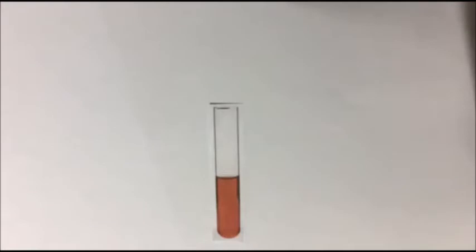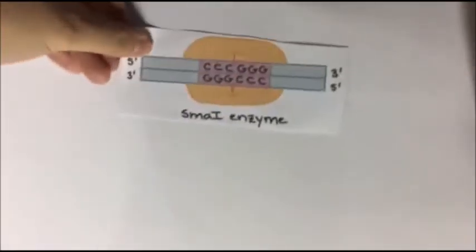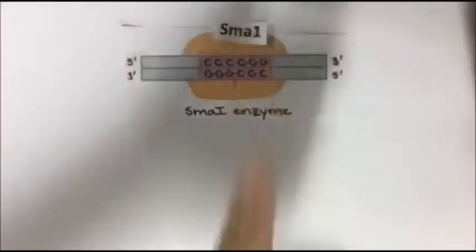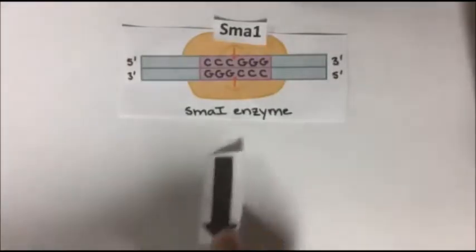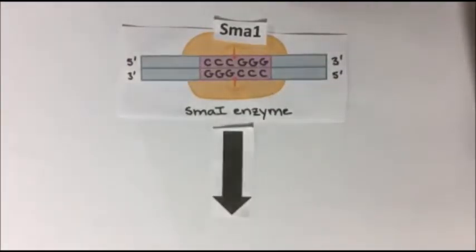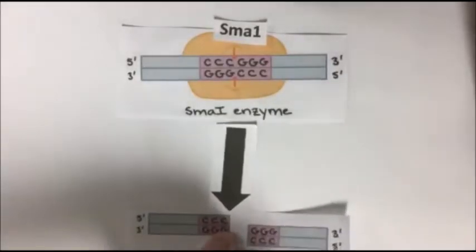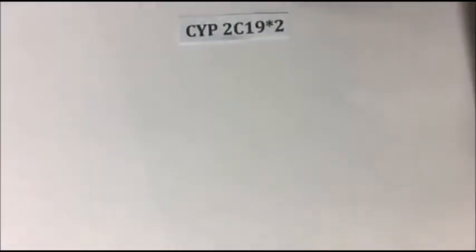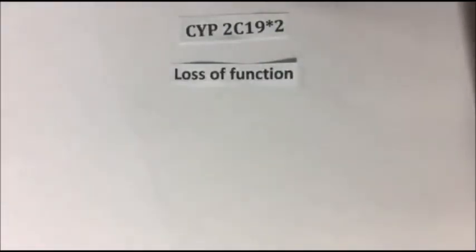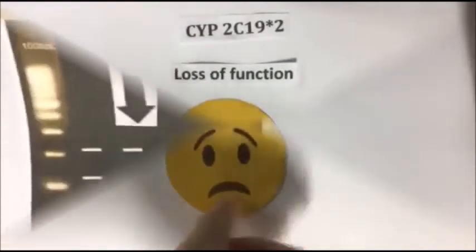After PCR, add the restriction endonuclease SMA1 into the sample solution to cut the DNA into fragments. SMA1 recognizes the sequence CCCGGG and will cut between C and G. If there is no CCCGGG in the gene of CYP2C19, the DNA will remain intact. This means that the gene is CYP2C19*2, which has lost its function. Anyone with this gene will have poor metabolizing function.